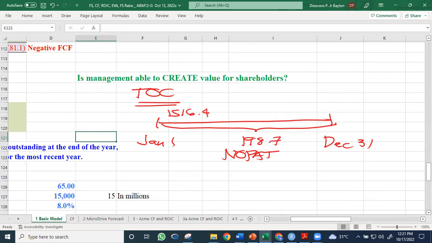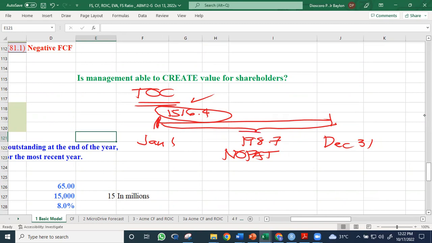So binigyan tayo ng 1516, assuming tayo na management. Sa simula ng taon, binigyan tayo ng 1516. In fact, dinagdagan pa nga yan, di ba? 298 something. But nevertheless, we'll just base it on this one, no? Yung sa simula. Kasi baka yung ibang operating assets ang dinagdag, baka almost end of the year na. Okay? So we'll just stick to this. Na binigyan yung company at the start of the year 1516.4. Anong ginawa nila dun sa funds na yun? Nag-generate sila ng 198.7. Okay?